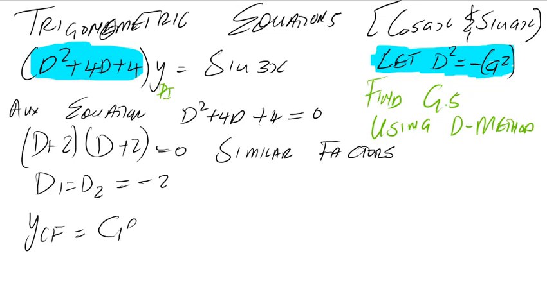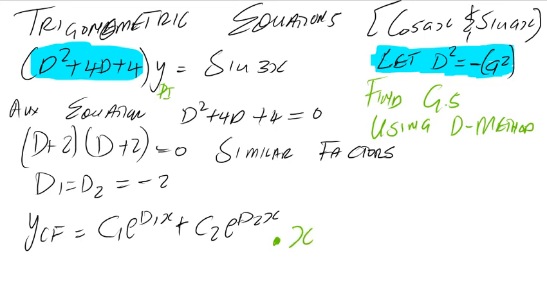So the equation for similar factors is ycf is equals to c1e^(d1 x) plus c2e^(d2 x). Let me not write 2x, let me just write d. Just because the factors are similar, you're gonna say multiply by x.